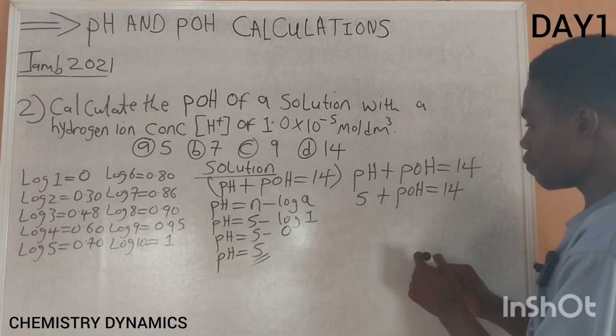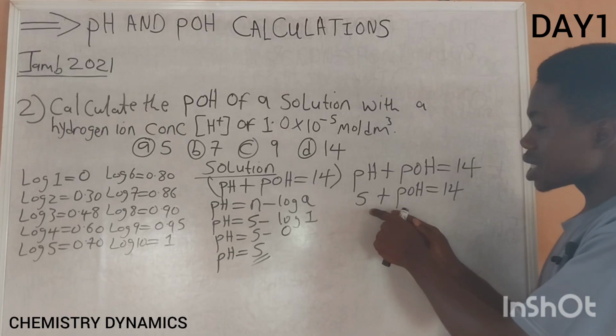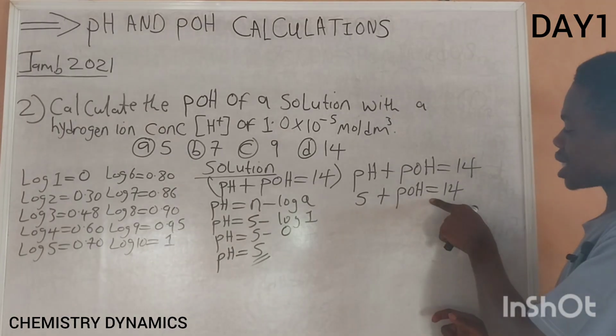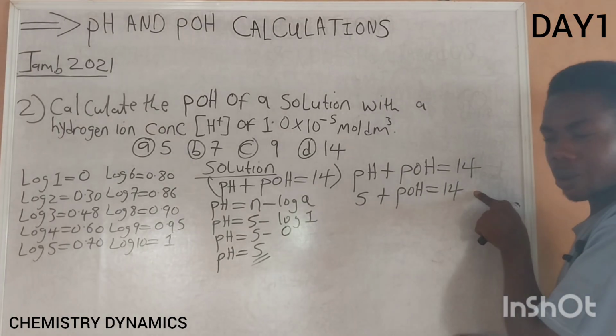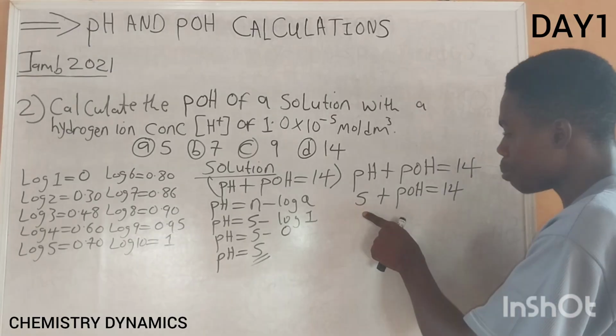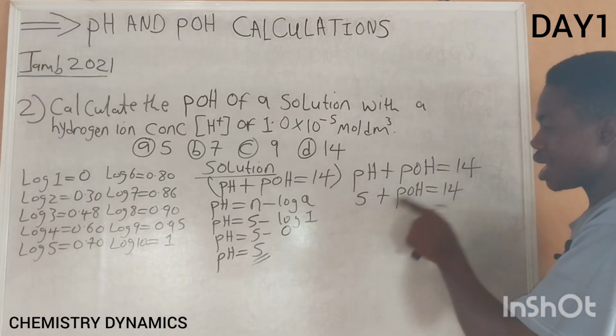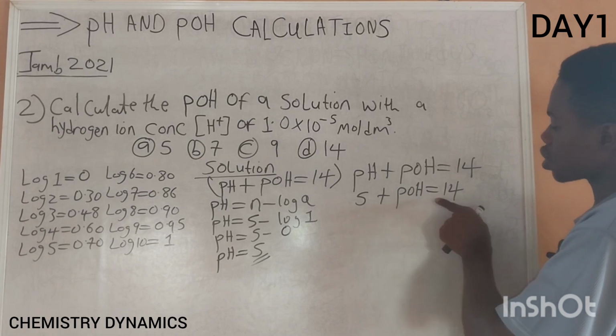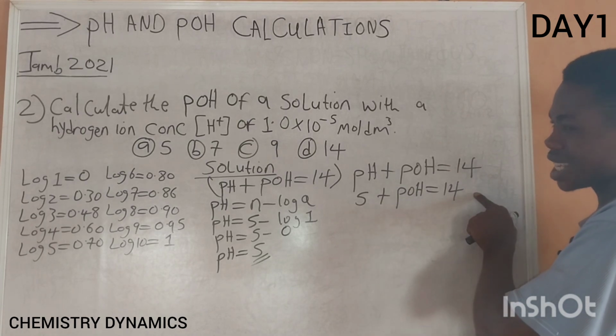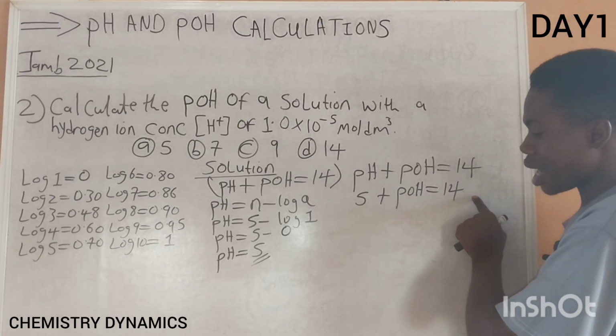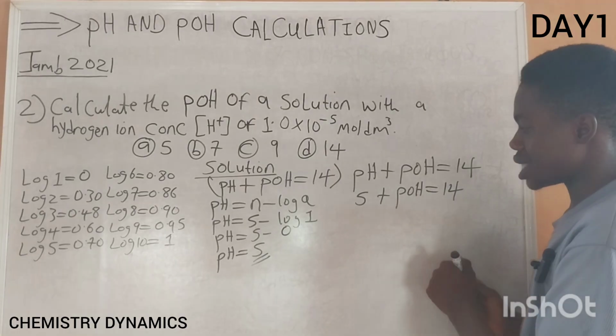Now, please take note of this. Whenever a positive number is crossing the equality sign, it will change to a negative number. And whenever a negative number is crossing the equality sign, it will change to a positive number. Now, this positive 5 is crossing the equality sign, so it will change to a negative number. So please take note of that.